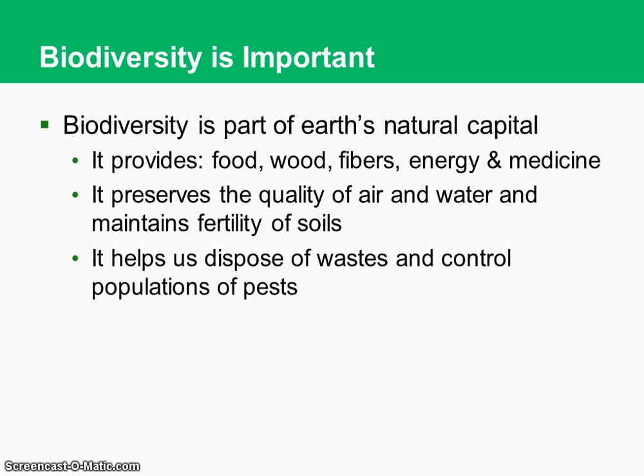Okay, so there we're talking about goods, things that we can profit from. It preserves the quality of air and water and maintains fertility of soil and helps us dispose of waste and control populations of pests. And those last 2 there are truly ecosystem services. If somebody asks you, why is an ant important? Well, it's really important as a detritivore to get rid of those dead organisms that are on the sidewalk or that are in your yard so that we don't have to constantly deal with it and we don't have to put it in the garbage. Nature has a way of disposing of its own waste, and that's part of functional diversity.